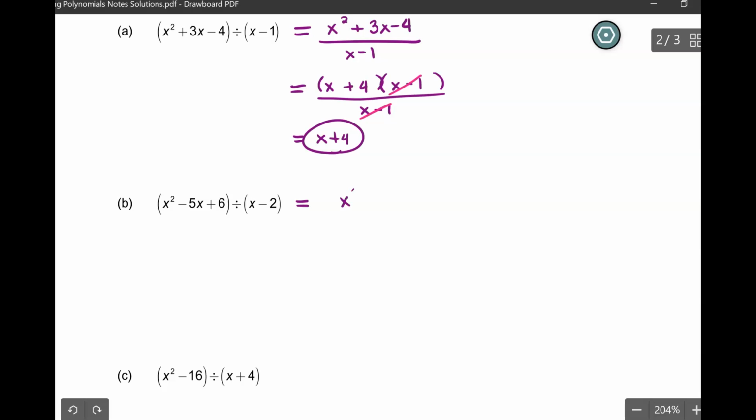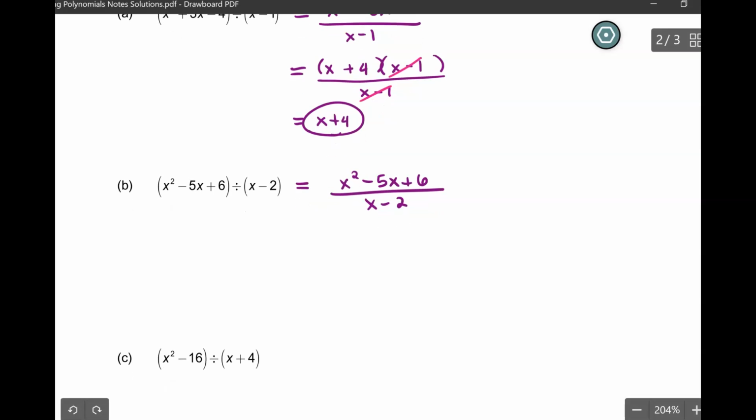Next one, we have x squared minus 5x plus 6. And again, if you want to pause it here, try this on your own and see if you can simplify it and get the same answer. Go ahead and do that. So I'm going to factor x squared minus 5x plus 6. So I have x minus 2 and x minus 3 all over x minus 2. The x minus 2's are going to cancel, and I am left with x minus 3.